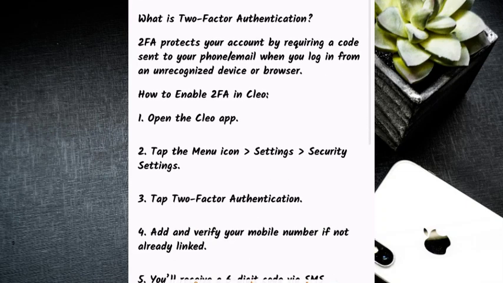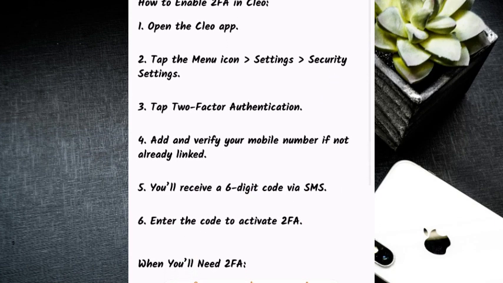What you've got to do first is open the Cleo app, and then you're going to tap the menu icon and then go to settings and then security settings. And here you're going to tap two-factor authentication and then add and verify your mobile number if it's not already linked, and you're going to receive a 6-digit code via SMS. Just enter the code to activate two-factor authentication.